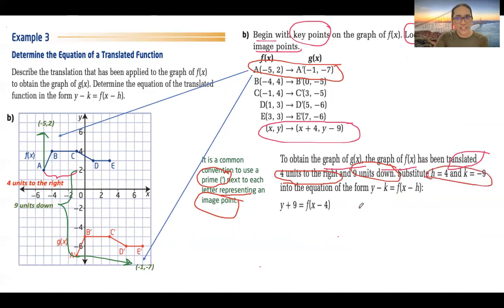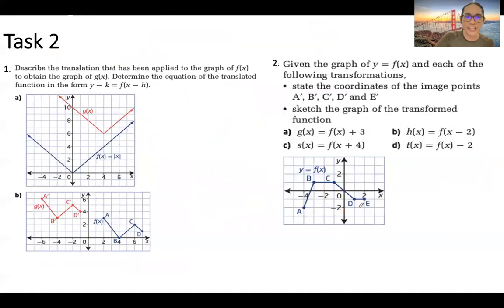So substitute h equal to 4 and k equal to 9 into the form of y minus k is equal to f of x minus h. Now the equation of the transformed function will give you y plus 9 is equal to f of x minus 4. So I hope you're clear about this one.